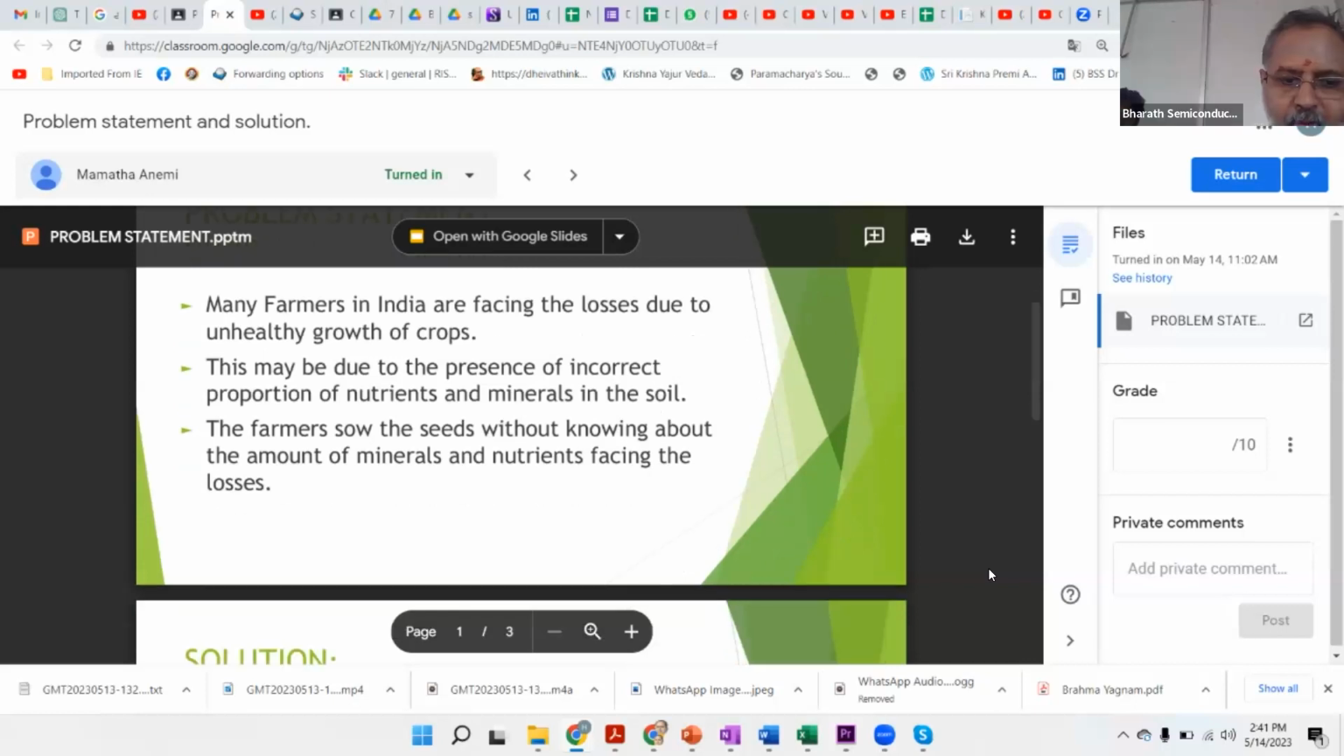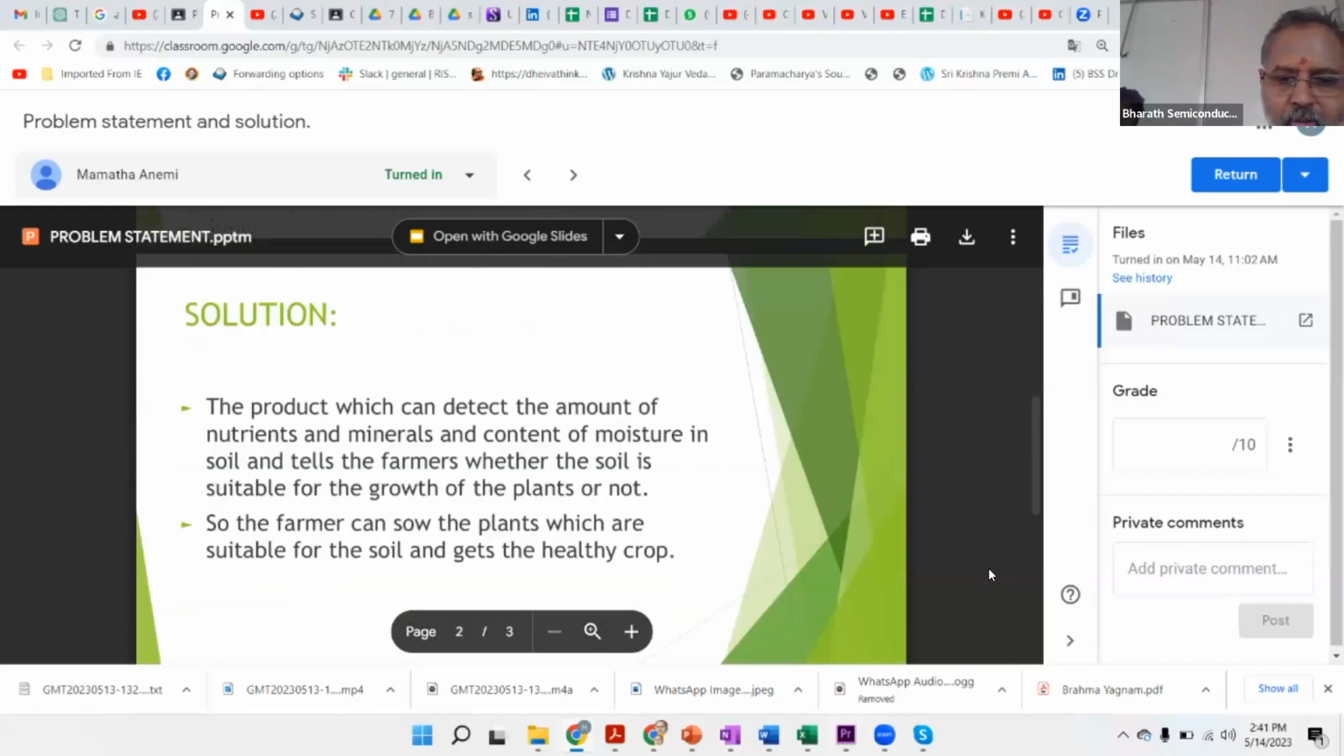Okay, very good. What is the solution? The product can detect the amount of content, and it will show the farmer, for example, that sodium is present in this amount, and it will tell him which crop is suitable for that soil. Okay.